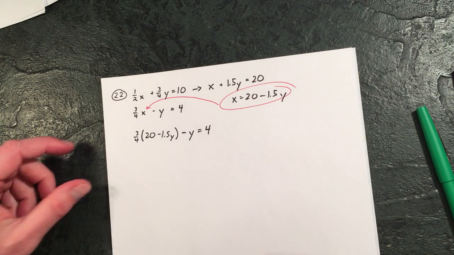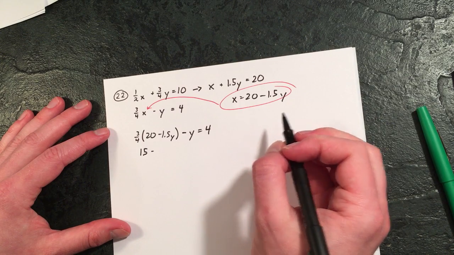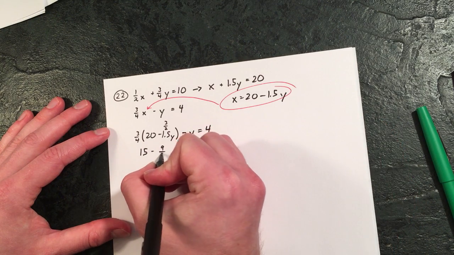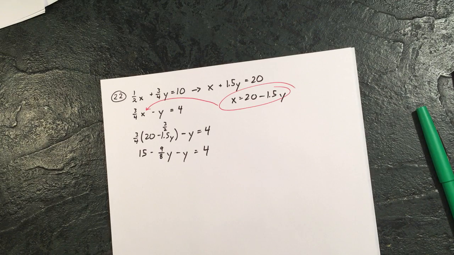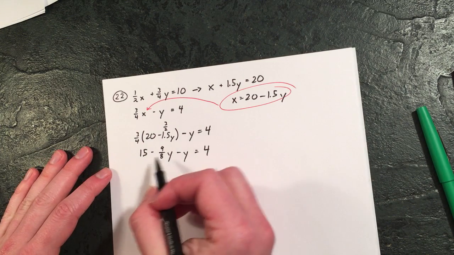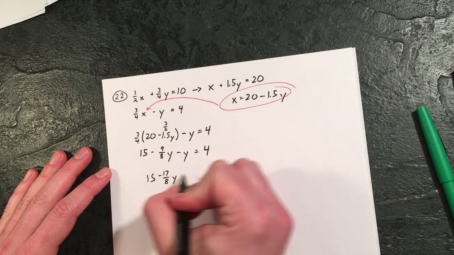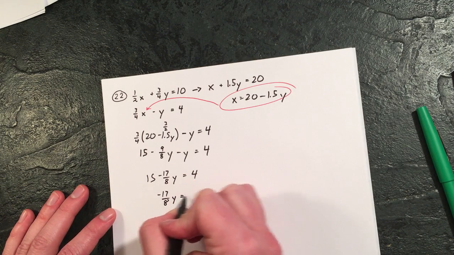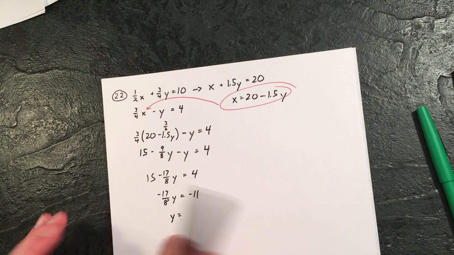Okay, so let's go through it. 3/4 of 20, that's what, 15. 3/4 of, let's see, that's going to get us what, 9/8 y minus y equals 4. Okay. Next step, combine like terms, go from here. So we subtract these and we're getting what? Let's bring that 15 over. And multiplying by the reciprocal here.